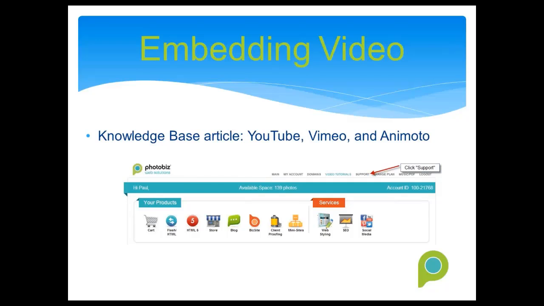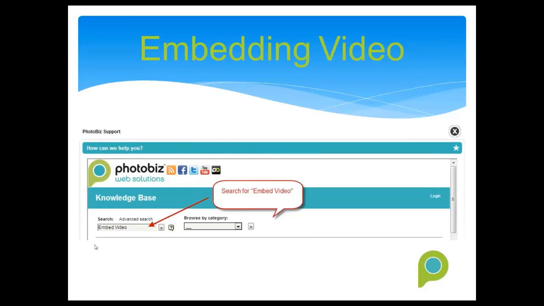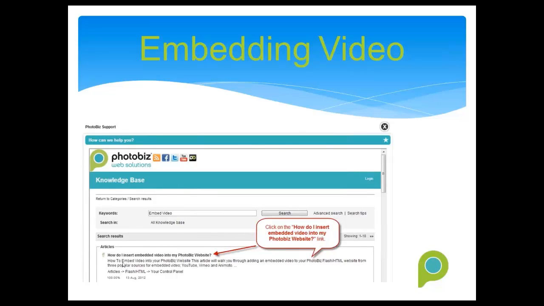And just to note here, we actually have a knowledge base article that walks you through how to take embedded code from YouTube, Vimeo, and Animoto and place it into your website. And to get to that knowledge base article, all you would have to do is click Support, click the knowledge base icon, simply type in Embed Video, and you will see how you can insert embedded video into your PhotoBiz website. Again, very, very helpful tool. Now, these are actually text instructions that will walk you through how to embed video using YouTube, Vimeo, and Animoto.